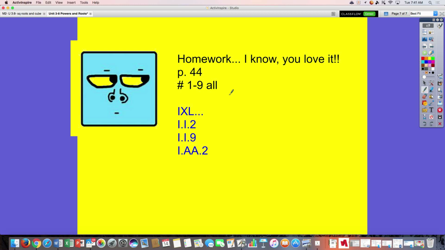Your homework. I know you love it. It's page 144, numbers 1 through 9 all. You can do those on a separate piece of paper. If you finish that, we got some more IXLs. Remember to start knocking those out. It's level I, and then it's I2, I9, and AA2.